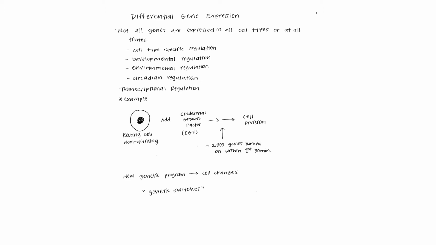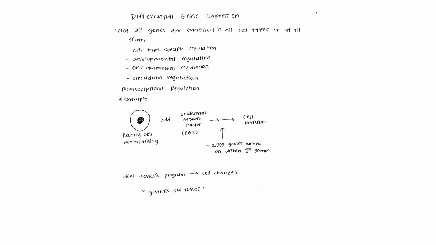So here's a classic and very simple example. We have a resting cell. It's a non-dividing cell. We add, in this case, epidermal growth factor, EGF. And the epidermal growth factor is a protein which binds to the cell surface, somehow changes the communication that's taking place within the cell. And then approximately 8 hours after the addition of the epidermal growth factor, the cells undergo cell division. So they start dividing. So the treatment with epidermal growth factor leads to cell division.